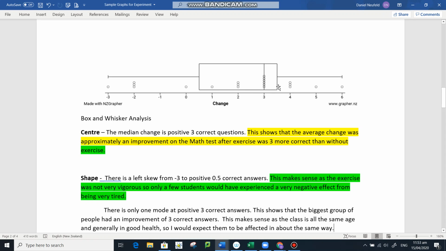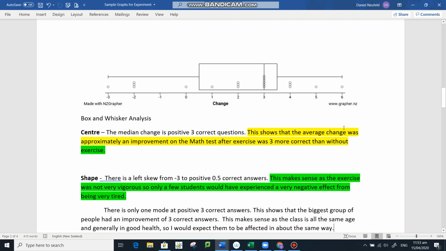Center is the median. You can tell the median because of the line, just the center line here, of your box. That's your median. And again, this is like the average or the median estimate of what it should be. So for achieved, we just need to say what it is. The median change is a positive 3 questions. And again, I've included over here the actual units.